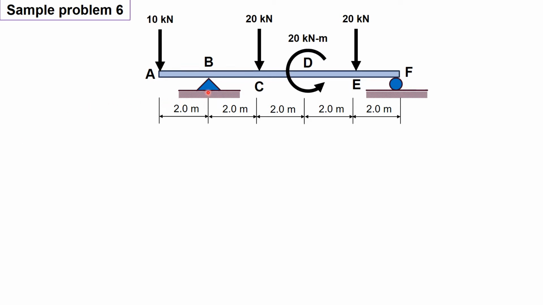So we have hinge at B. Itong BA, yung overhanging portion, and then a roller at F. Concentrated loads at A, C, and E, and a couple, which is counterclockwise at point D. So these are the reactions.